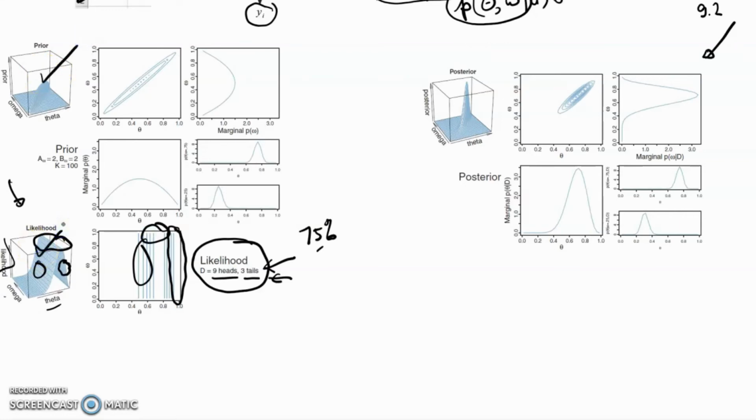And this whole game is grid approximation. The beauty of grid approximation is you just take every value here, dot, dot, dot, and take every value here, dot, dot, dot. Multiply those two together, do the appropriate division to normalize this, and that gives us our posterior.